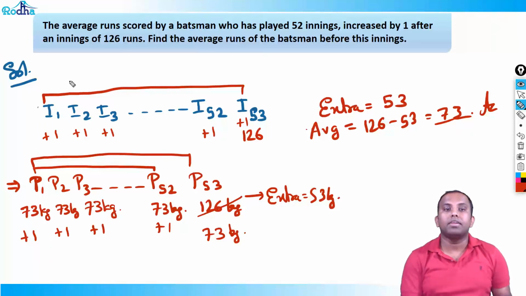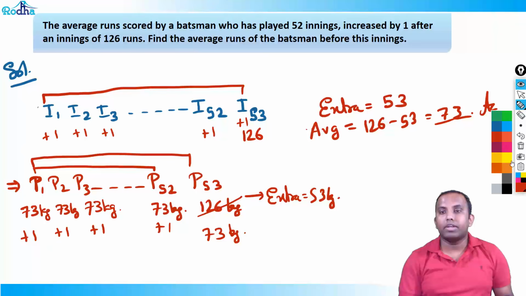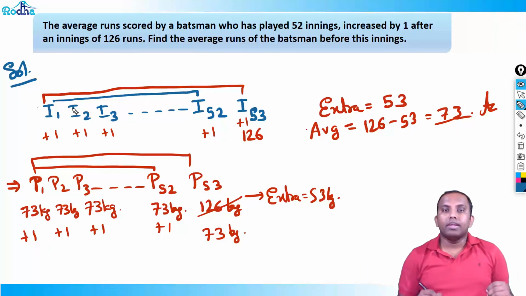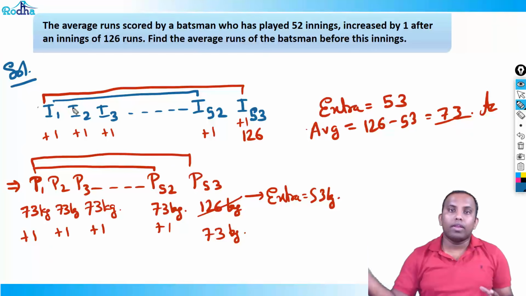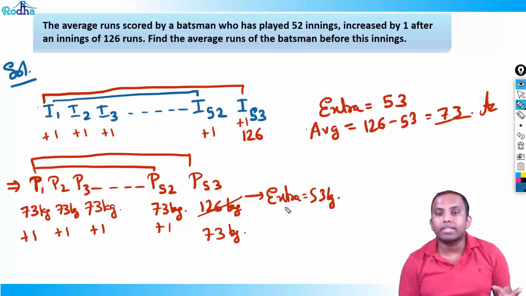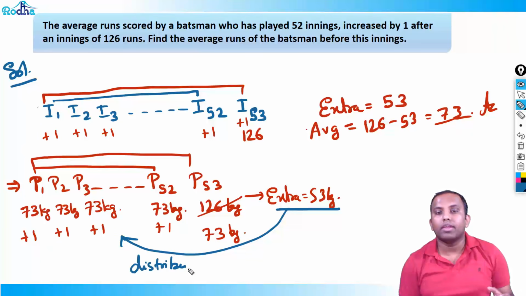Same thing here. I1 to I52, there are 52 innings. In the 53rd inning, a batsman has scored 126 runs, right? So the average of all the innings has now increased by 1. So I know that whatever extra is there, it is distributed equally.